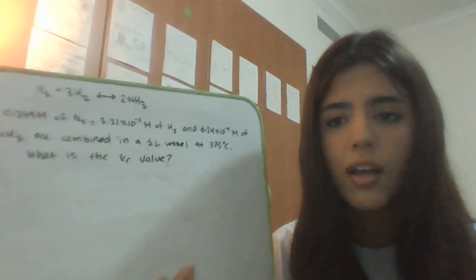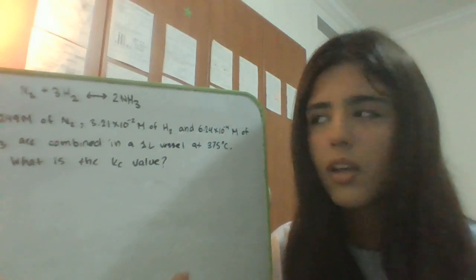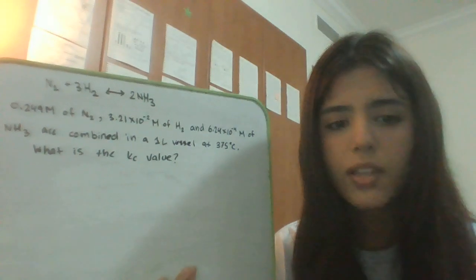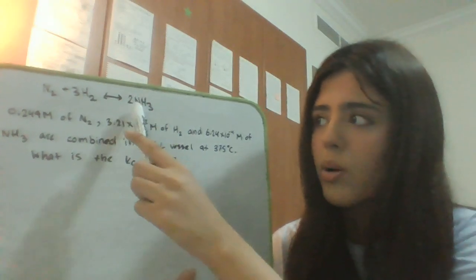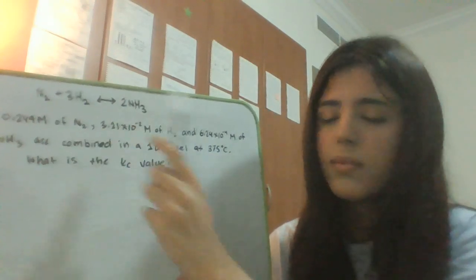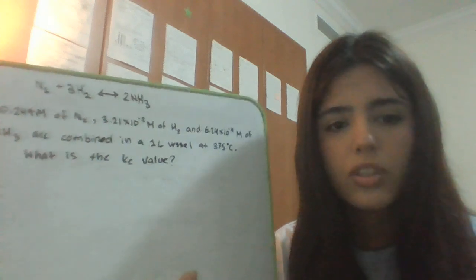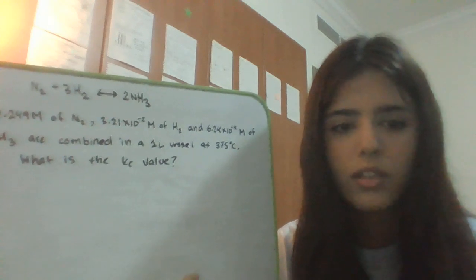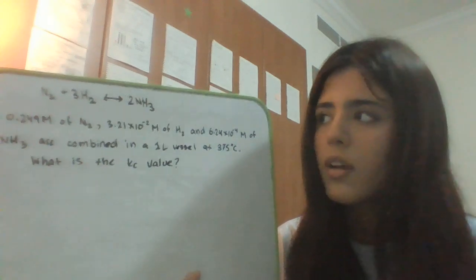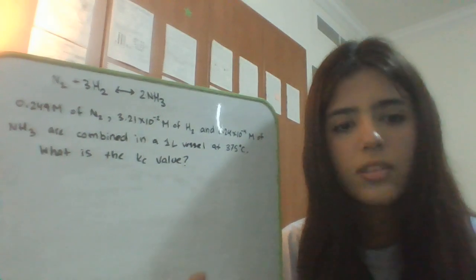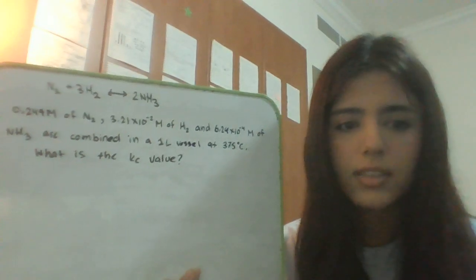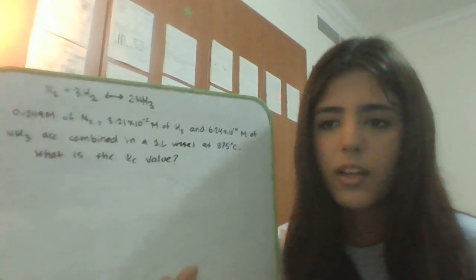So as I said, now you're going to make your Kc expression and plug in each of the values they gave us and solve for Kc. So we have our coefficients here. They didn't give us any states, so just assume that these are all gases and you can include them in your Kc expression. Keep in mind that these coefficients are going to turn into powers. So I'm going to go ahead and write our Kc expression and then we'll find what the value of Kc is.